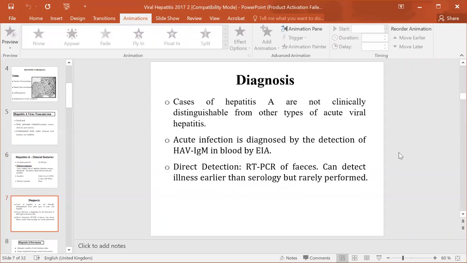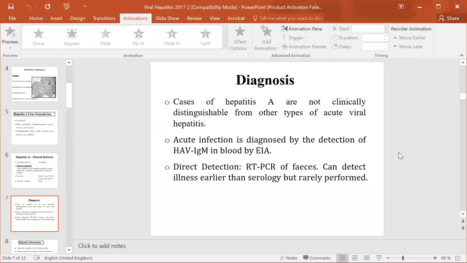Now, diagnosis of hepatitis, as we said earlier, cannot be based on clinical presentation. You cannot distinguish those symptoms and say that this patient is suffering from hepatitis A virus infection. So diagnosis must be by laboratory diagnosis. They use two tests in the lab. One is a serological test that requires blood: you test for hepatitis A IgM antibody by using ELISA.